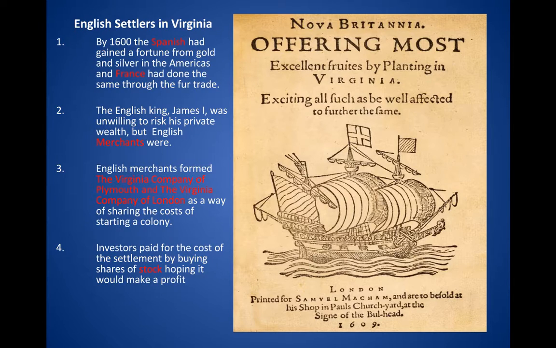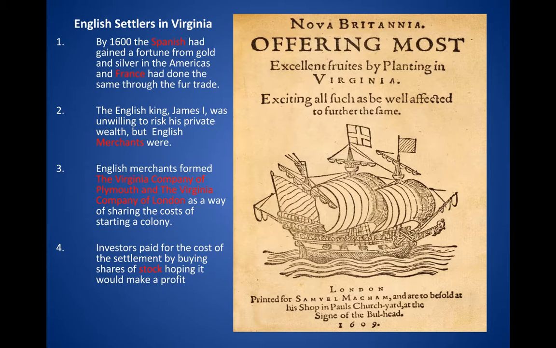And the way they did this was to have investors pay for the cost of settlement by buying shares of stock, hoping that would make a profit. So you may have heard of the stock exchange, you've heard of the stock market. This is the same thing. So if you buy stock, you're putting money in, hoping that you'll get money in return. So you put money forth so that hopefully in the future you'll get money back.